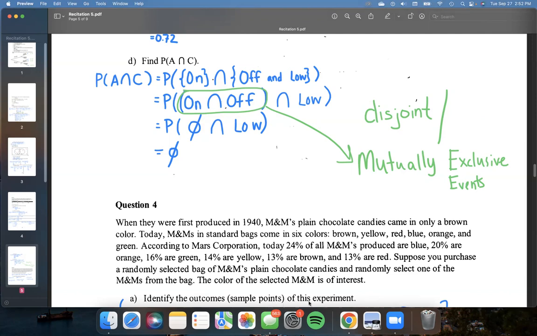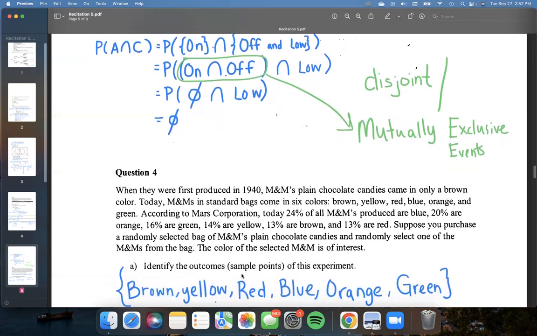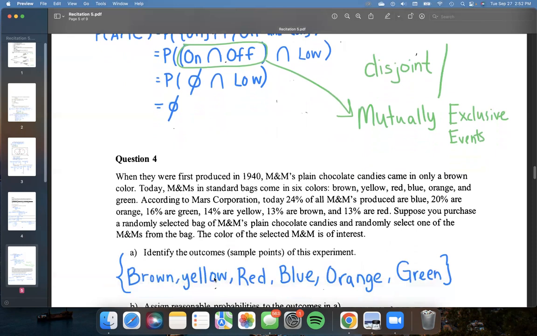So if you randomly select one M&M from the bag, our different outcomes would be the different colors, whether we choose a brown M&M or a yellow M&M, because the color is what's of interest. So our different outcomes would be brown, yellow, red, blue, orange, and green, which are all of the colors that are listed here.